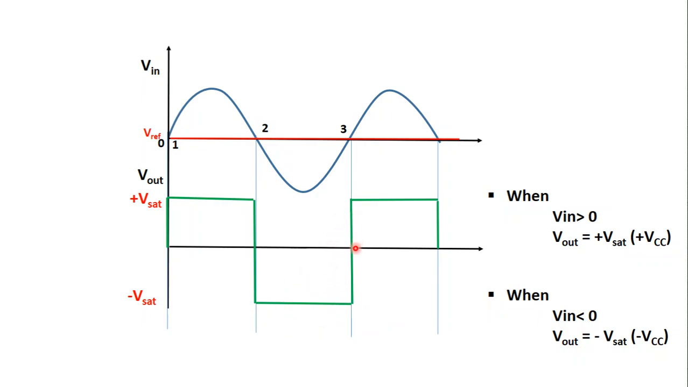Similarly, from point 3 and above, we have Vin greater than 0. So, we get output voltage plus V saturation. So, in this way, we can draw output waveform. So, here also sine wave is converted into square wave.